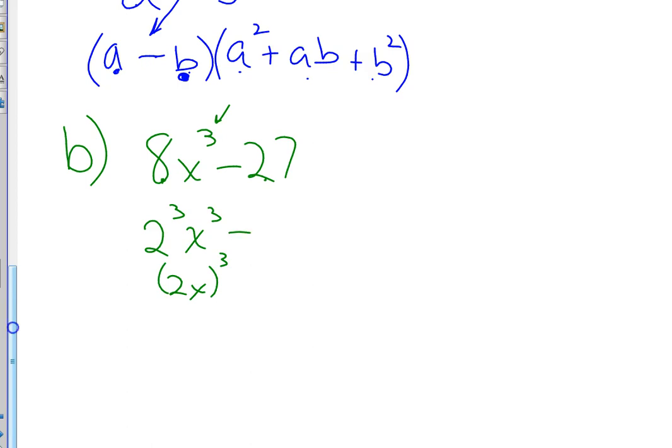minus, well, if you think about 27, if 2 times 2 times 2 is 8, what's 3 times 3 times 3? Well, 3 times 3 is 9, and 9 times 3 is 27. Oh, isn't it the same thing as 3 cubed? So does it make sense that if I have 8x cubed minus 27, that's the same thing as this 2x in parentheses cubed minus 3 cubed? Well, now I've got something cubed minus something cubed. I can use this pattern of the difference of cubes.